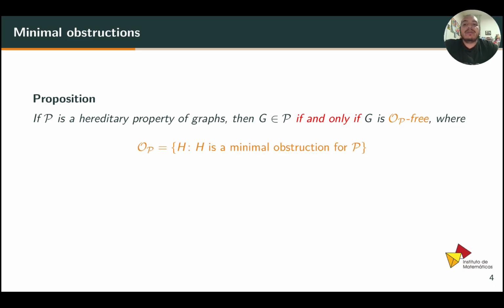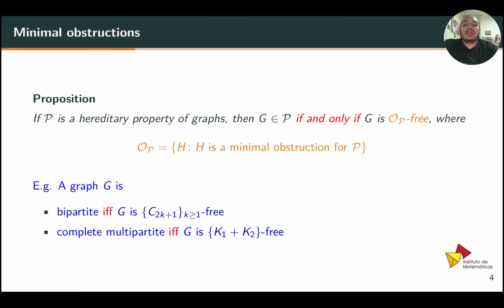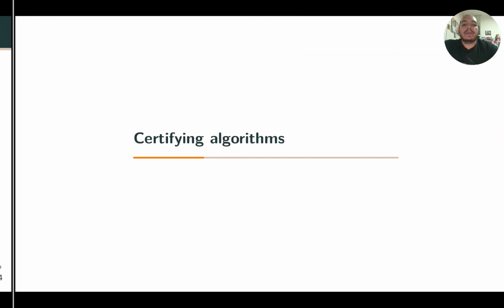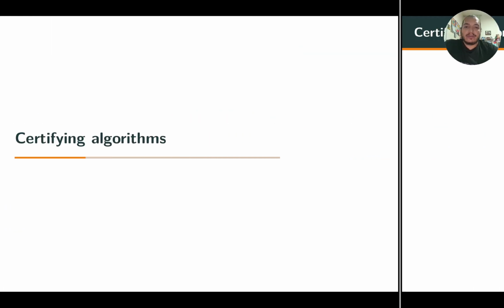Many results in graph theory have this form, and they are specific for a specific hereditary property of graphs. For example, it is well known that a graph G is bipartite if and only if it doesn't have induced subgraphs isomorphic to an odd cycle. Also, another well-known result is that a graph G is a complete multipartite graph if and only if it doesn't have the disjoint union of the complete graph with one vertex and the complete graph with two vertices as an induced subgraph. Okay, now let's change a little the topic, and now let's talk about certifying algorithms.